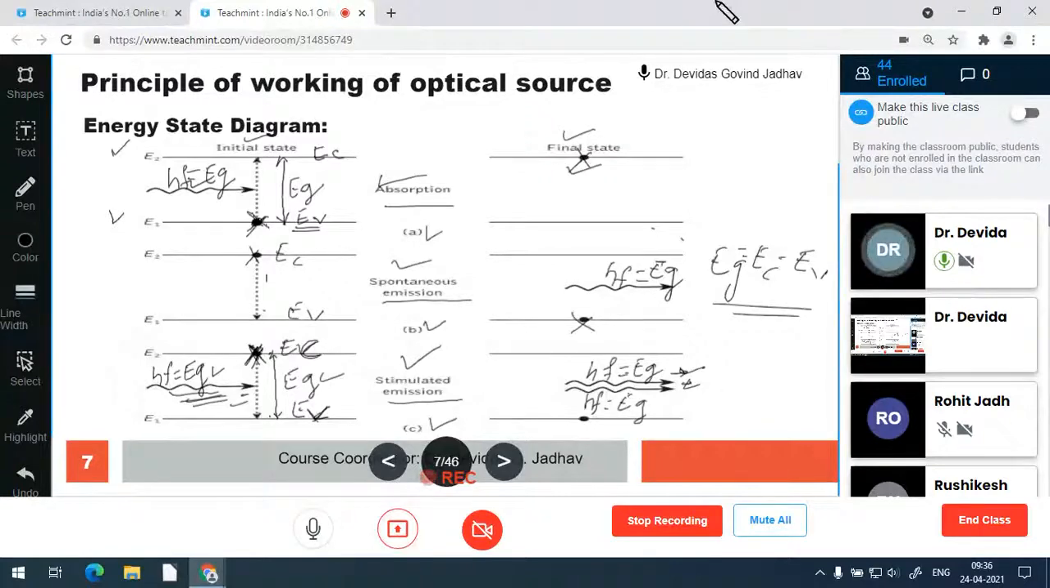Why monochromatic? Color is due to the same amount of energy. hf is hc upon lambda. Okay, so the same wavelength is there. Both photons will have the same wavelength. Same wavelength means same color. Wavelength is color, isn't it? Red light will have a different wavelength. Yellow light will have a different wavelength. Blue light will have a different wavelength. Violet light will have a different wavelength.